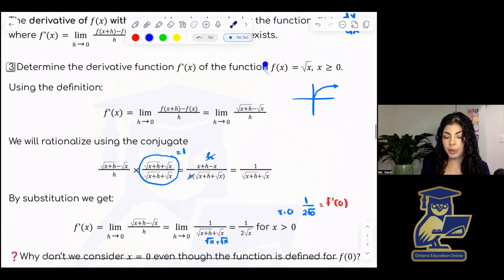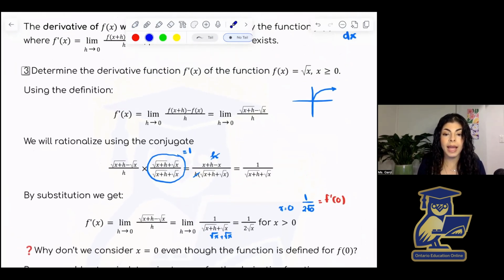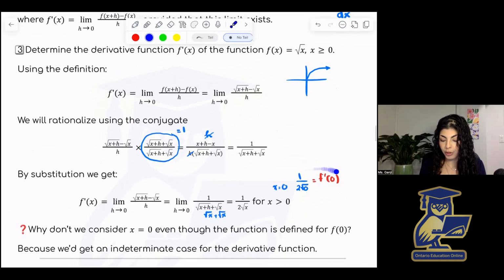So a key learning here is that you have to acknowledge both the domain of your original function and the domain of your derivative function. They're not always going to be the same because, as you can clearly see, the derivative function changes. It's not the same as your original function. So you have to consider it as a separate function with its own domain.